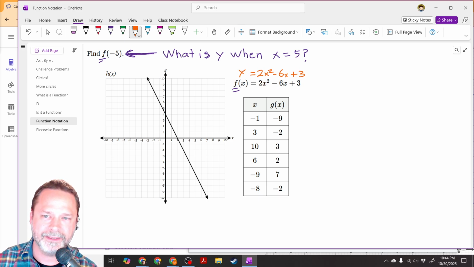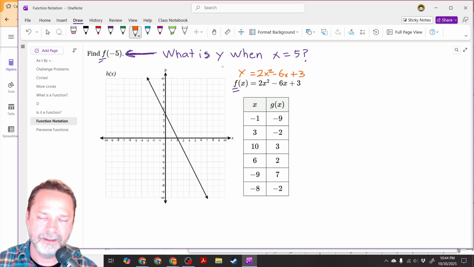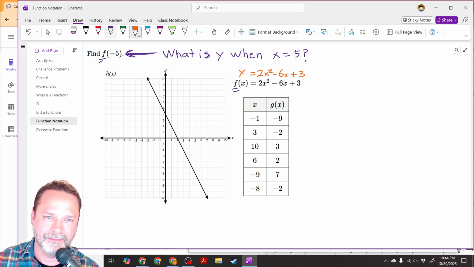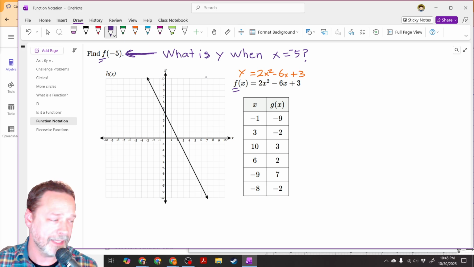Just now we're replacing y with f of x, and now instead of saying evaluate when x equals negative 5, we say find f of negative 5. I'm sorry, x equals negative 5. My bad. This is f of negative 5, so it should say x equals negative 5. Okay, so that's what it means. Instead of saying evaluate when x equals negative 5, we're saying find f of negative 5. So it's just shorter, easier. It's a little bit more powerful in some situations. So we like this notation. We're going to use it from now on.